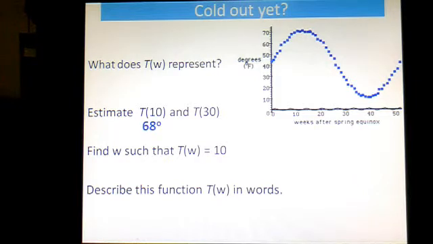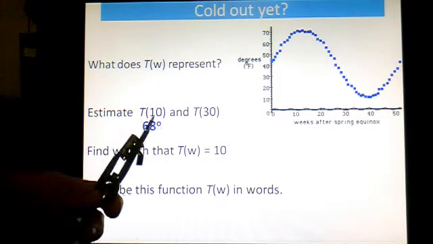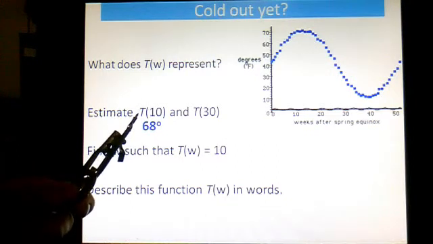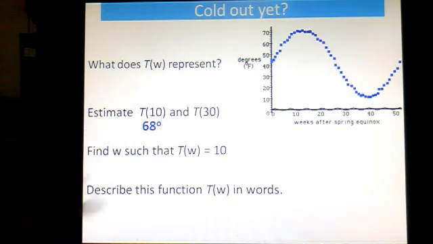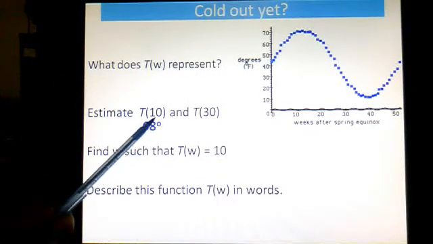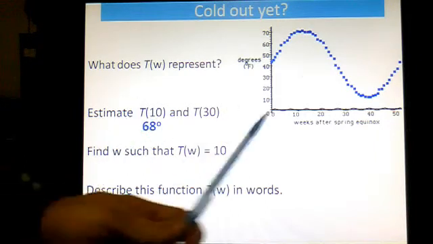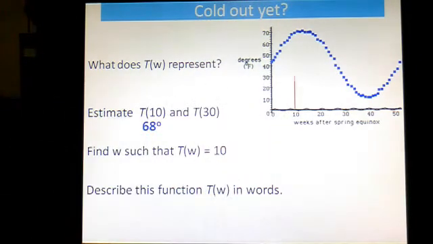Well, we're talking function notation, so I just want you to be familiar with this type of writing here. This is not T times 10. This is the temperature when W is 10. Temperature when the weeks are 10. So you just go to 10 weeks and you just go up and you figure out what that temperature is.